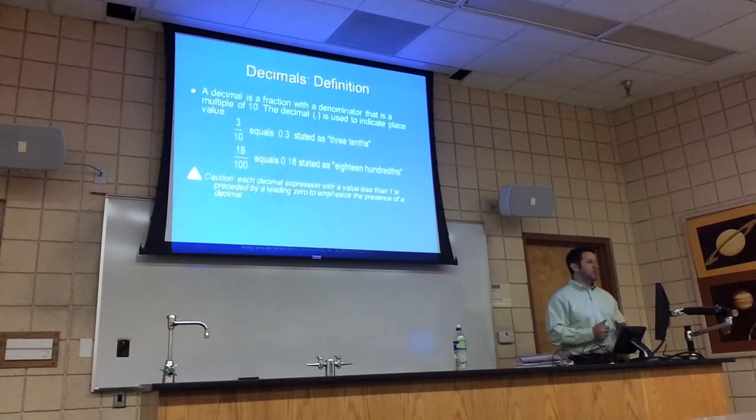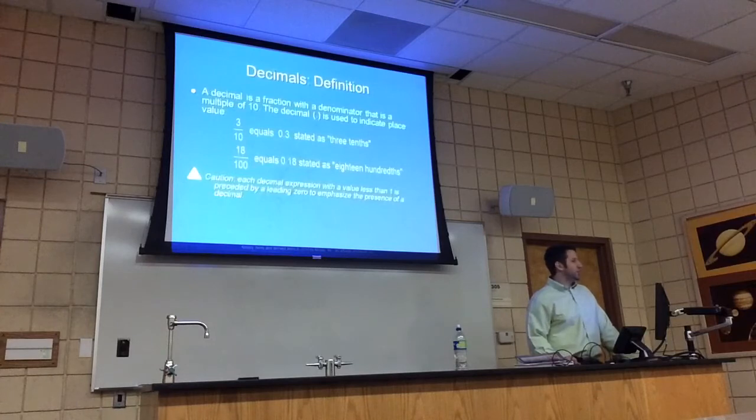So decimal by definition is a fraction with a denominator that's a multiple of 10. So the decimal is used to indicate that place value. Something I would write on the board, like 3/10. If I put 0.3, that is the same as 3/10, because that first decimal place is the tenths place, and I have 3 of them. So 3/10, okay? 18/100 is 18/100ths, right? So I can write that as 0.18, because the second decimal place after the decimal is the hundredths, okay? So 18/100ths.